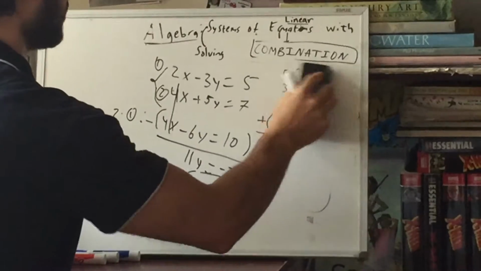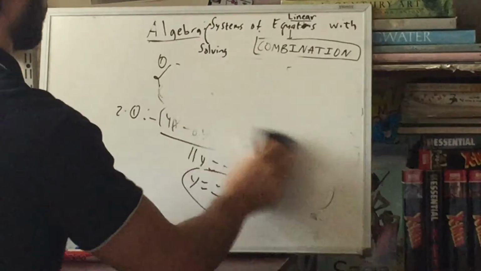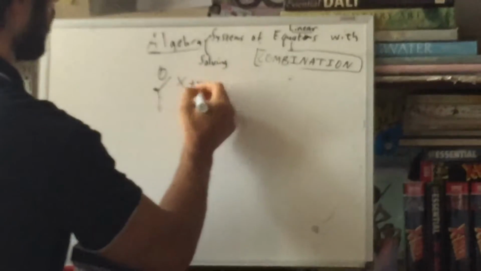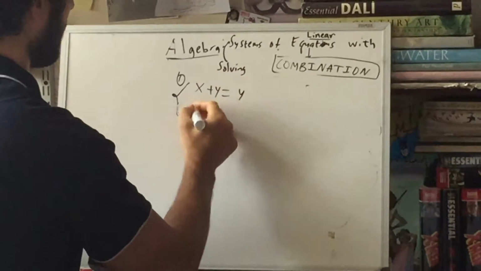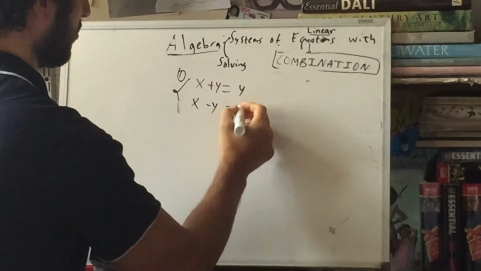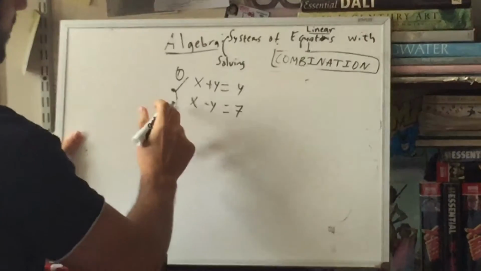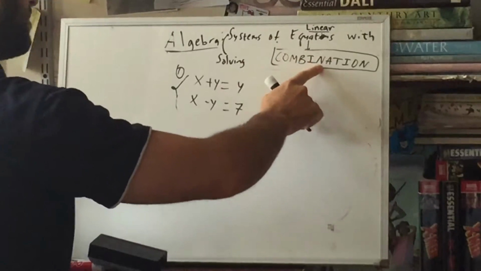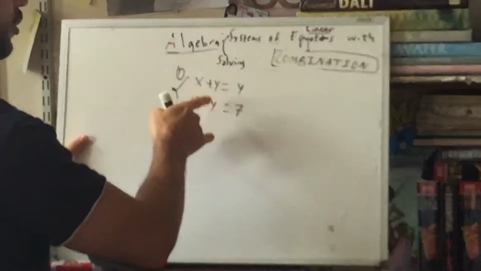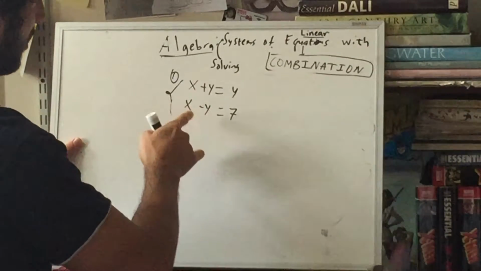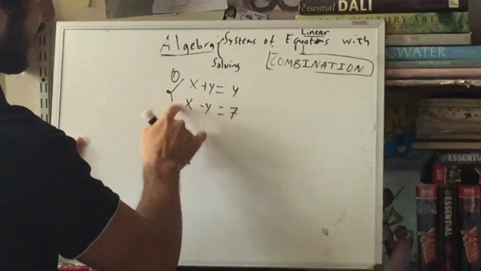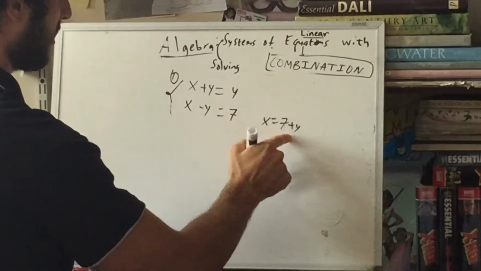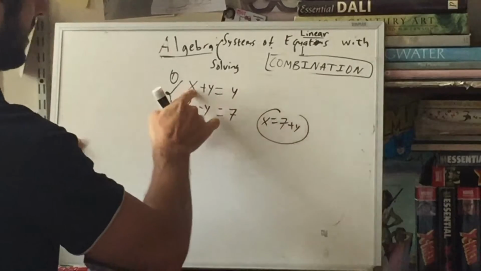Now let's go to a problem such as this. So let's say you have x plus y is 4, then you have x minus y is 7. All right. Now, it's important to know when you should use combination and when you should use substitution. Let's try this using substitution. So we'll use this to create our substitution. We're going to move this y over and plug this into here.